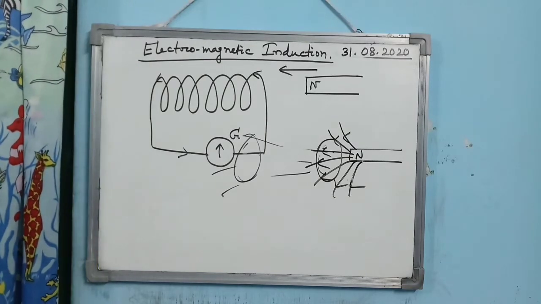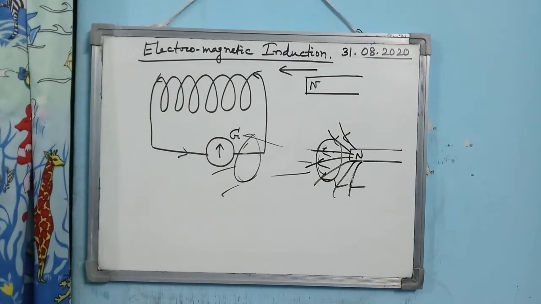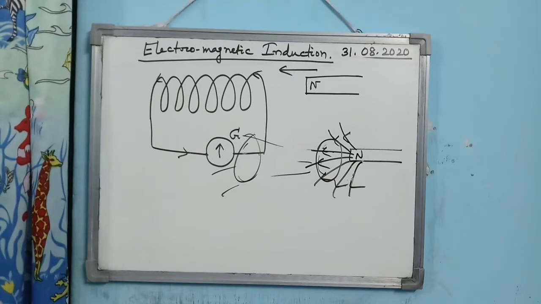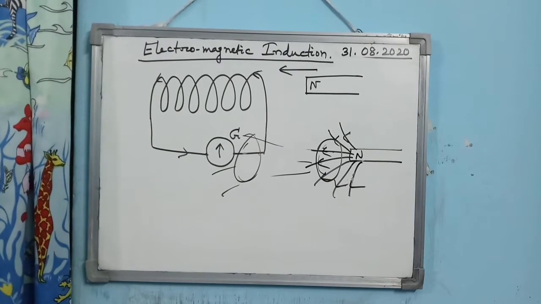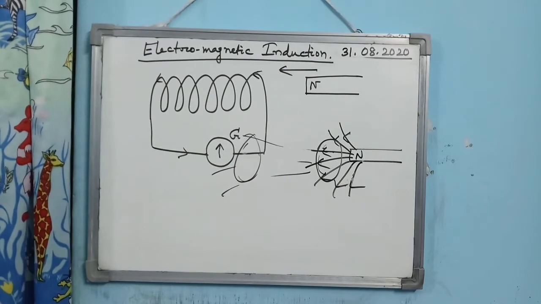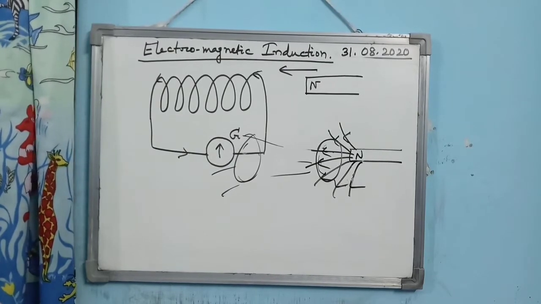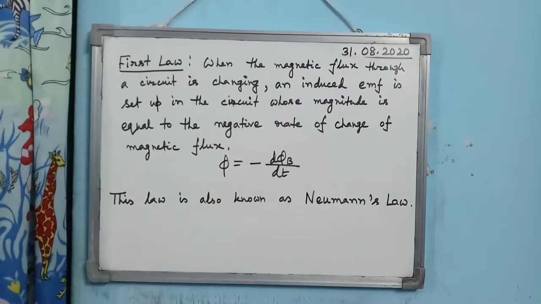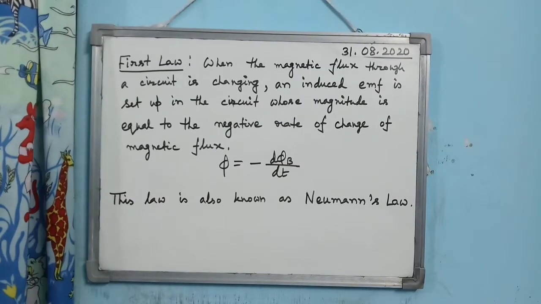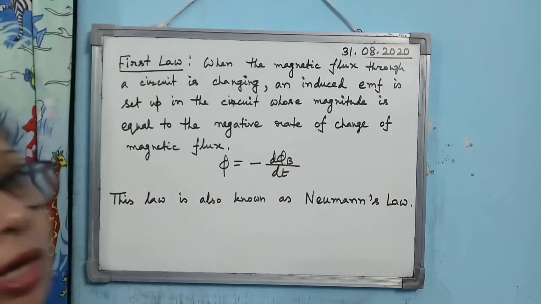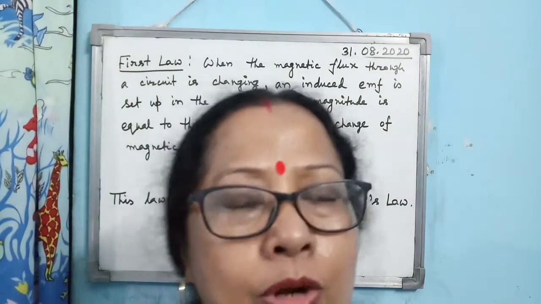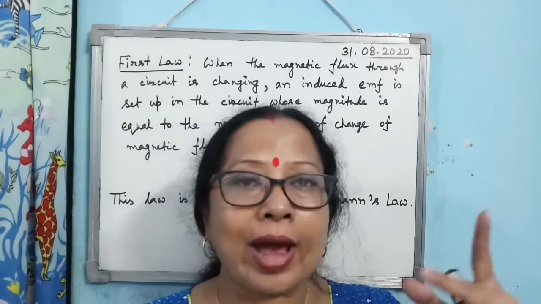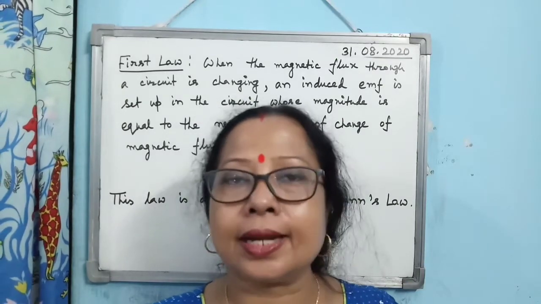Now when electromagnetic induction takes place, it always obeys two laws. Those laws are known as Faraday's laws, as Faraday first gave them. That's why it is known as Faraday's law of electromagnetic induction. Now what is the first law of electromagnetic induction? You already studied it in 10th standard, two Faraday's laws of induction, isn't it? I hope you can remember.